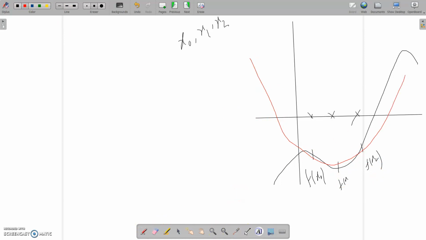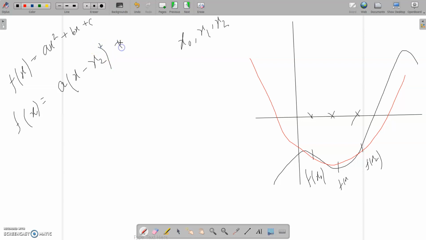Okay, so we can write an equation: f of x equals ax square plus bx plus c. That is our general equation of a parabola. But here, for convenience, we'll make a slight modification. We'll use it this way: f of x equals a into x minus x2 whole square plus b into x minus x2 plus c. I have just added this term.